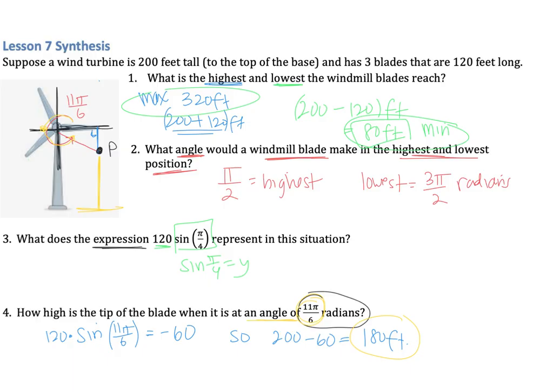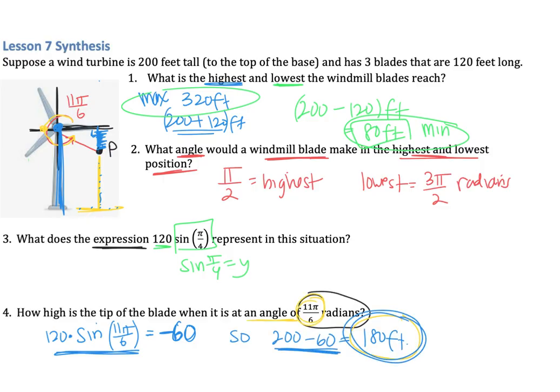Then I made my right triangle. I'm looking for this vertical piece right here, right? So when I took that vertical piece, I calculated that by doing 120 times sine of 11 pi over 6, which gave me negative 60. Again, why is it negative? Because if this is the origin, the center of the wind turbine, then I'm going down 60. And I want this yellow height up here. Well, it was 200 from the ground to the center, and then I have to subtract this 60. So when I take 200 and subtract 60, I ended up with 180 feet.